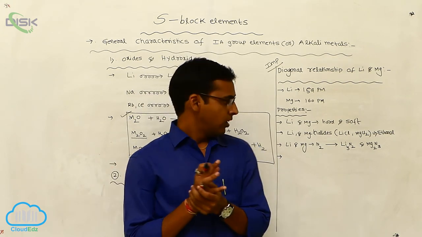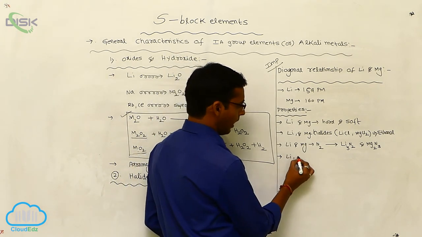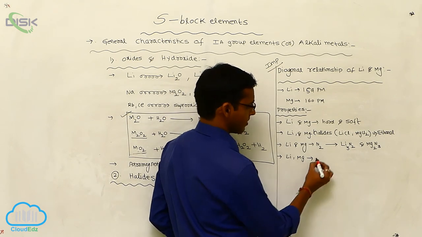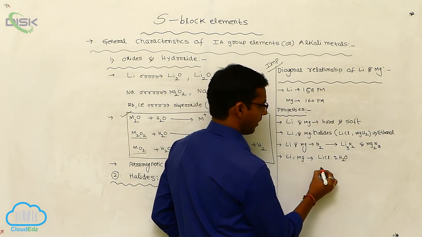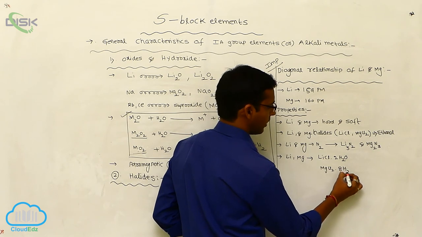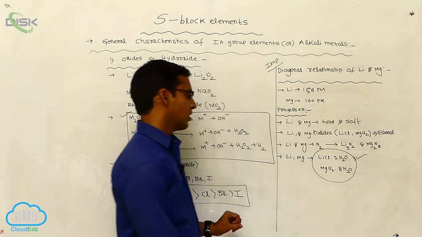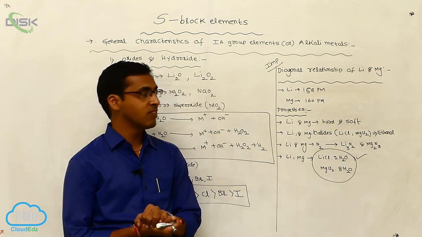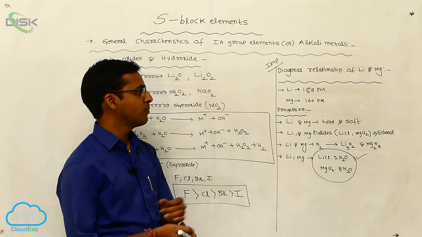And next, lithium and magnesium produce crystallized substances. One is lithium chloride dihydrate and the other is MgCl2 octahydrate, 8H2O. So lithium and magnesium act as deliquescent substances. These are the diagonal relationship properties of lithium and magnesium.